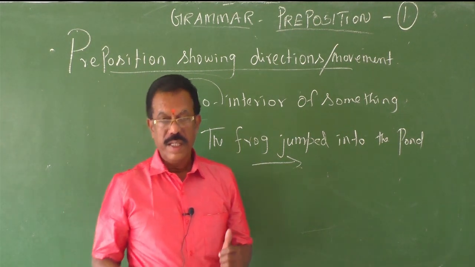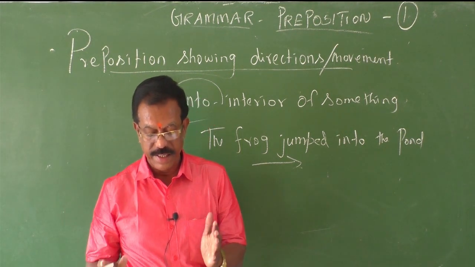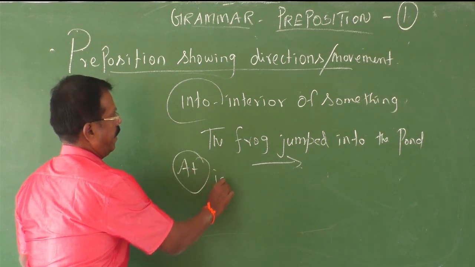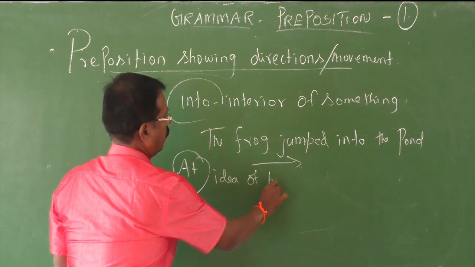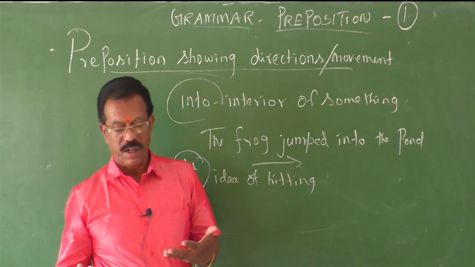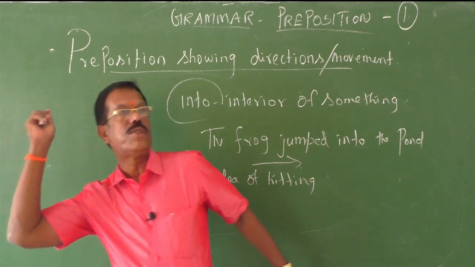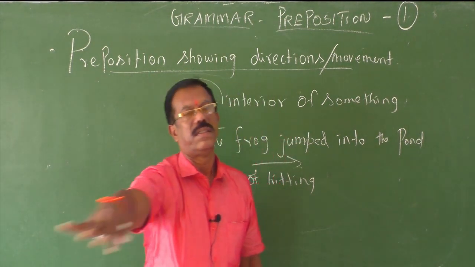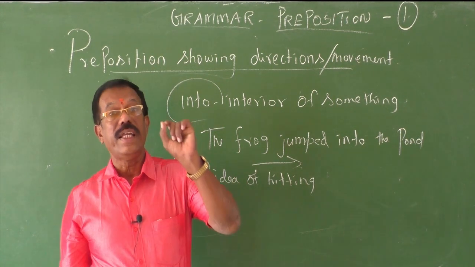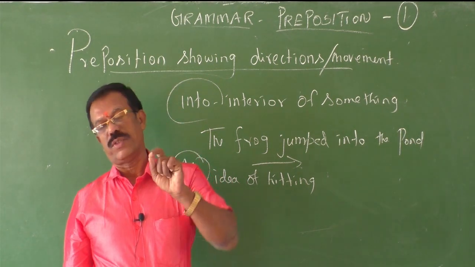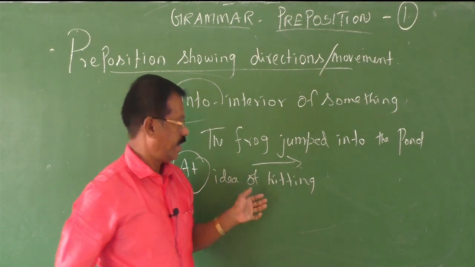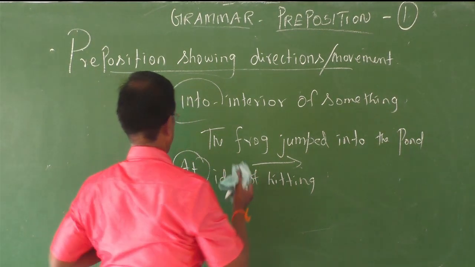at. It has the idea of hitting. What is the idea of hitting? The boy threw stones at the frog. So to refer to the idea of hitting, we can use the preposition at. Okay, then for.